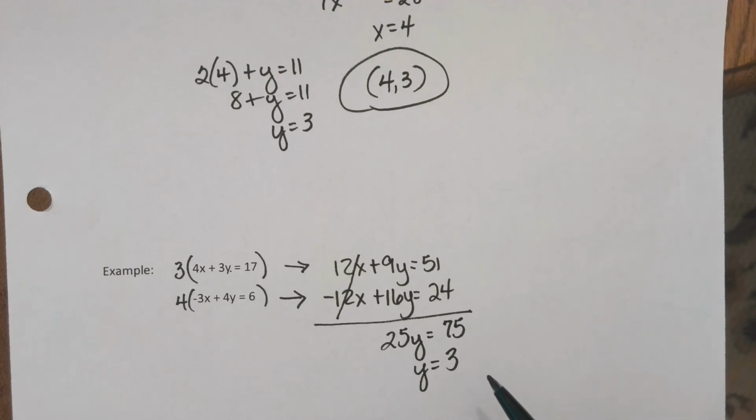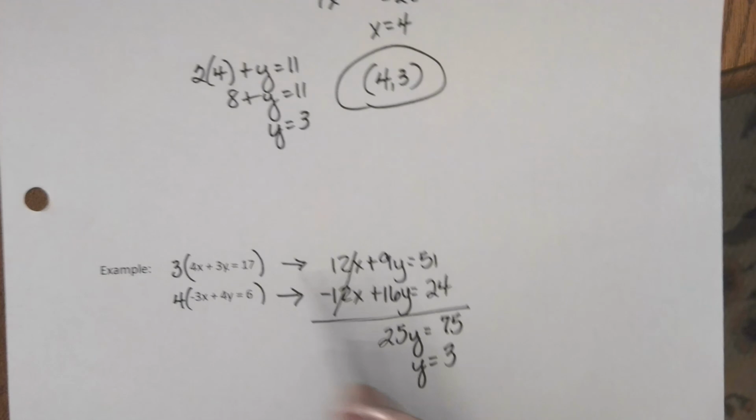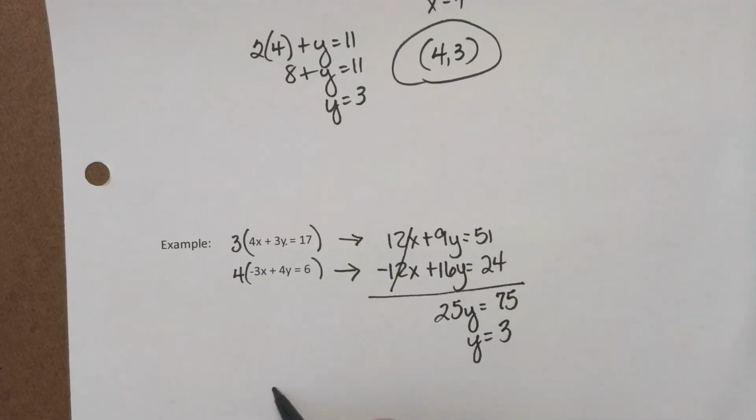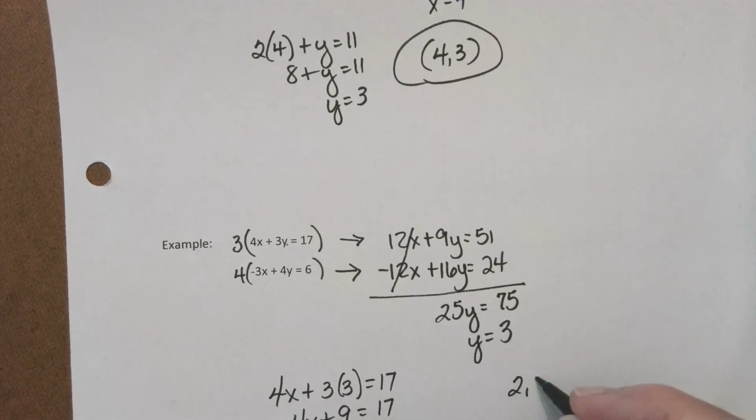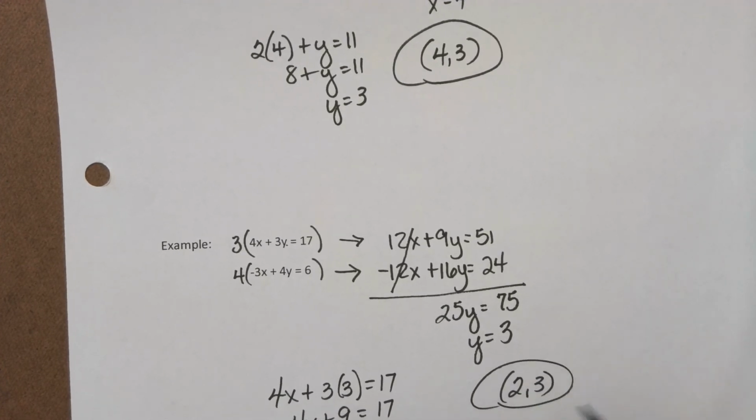Again, I'm going to take the y and plug it back into something and find x. So I'm just going to pick the first one because none of them are any good. They're both equally as difficult. So I just picked the first one. So I get 4x plus 9 equals 17. So 4x then is going to be 8 and x is going to be 2. So my point of intersection then is 2, 3.